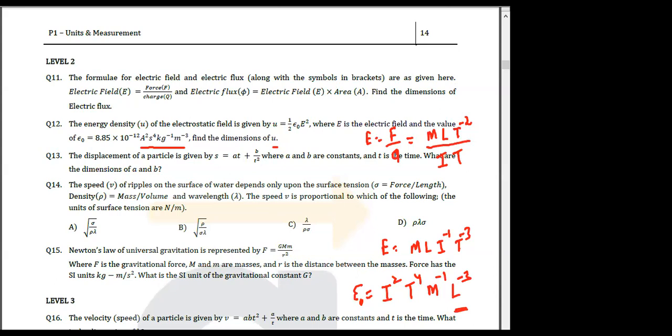Now you just have to find the dimension of u, no? So what is the dimension of u? It is half epsilon naught E squared. Can you do that now? Half, again in dimension, it is not used, right? So forget about that. Now it is epsilon naught, which is I squared T to the power 4 M to the power minus 1 L to the power minus 3 into E squared, right? Epsilon naught E squared. So this is squared, which is M squared L squared I to the power minus 2 T to the power minus 6. Yes or no? Tell me yes or no.